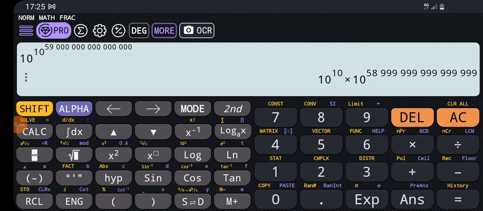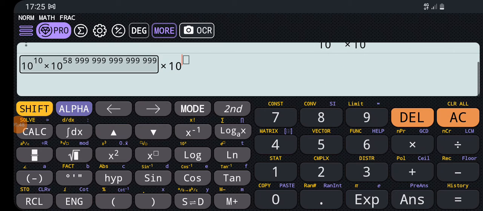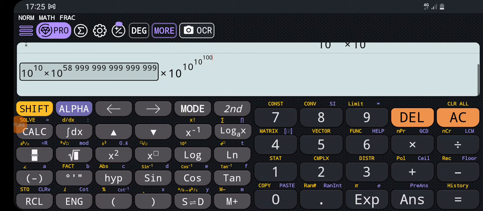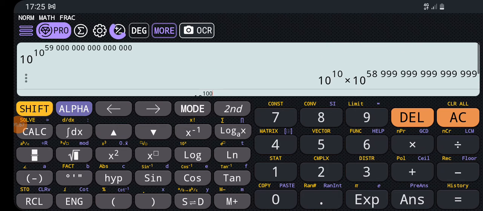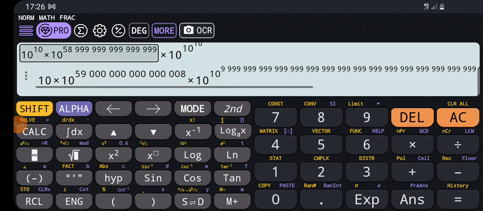If we multiply this by 1 Googleplexian, which is 10 to the 10 to the 10 to the 100, this gives us a total of this big number. It gives us literally this big. Yeah, that's how big it gets.